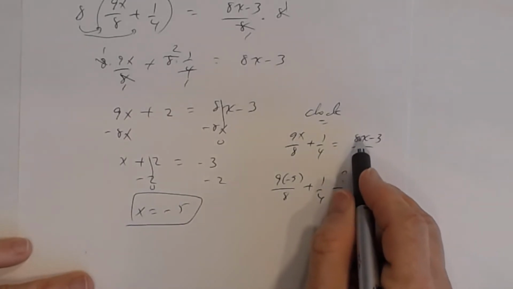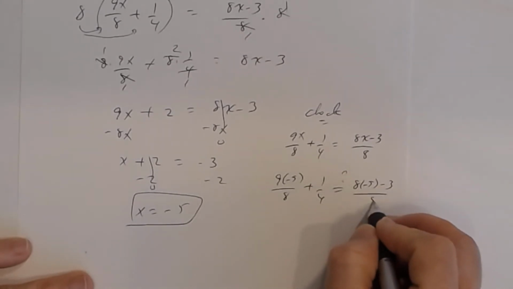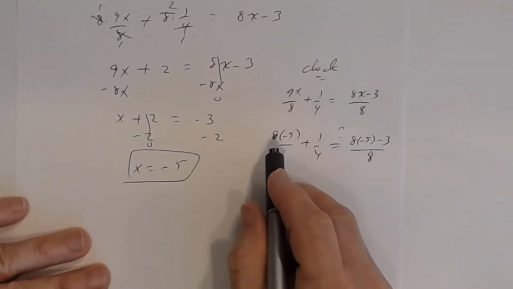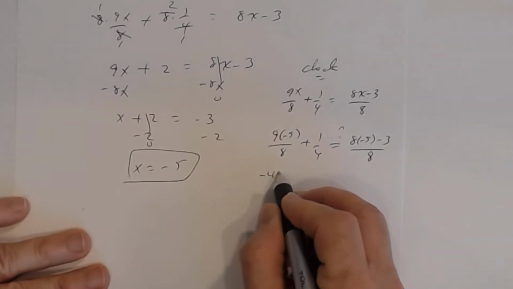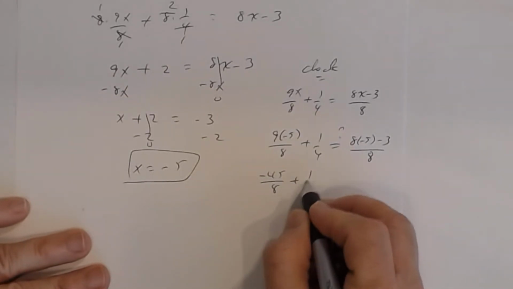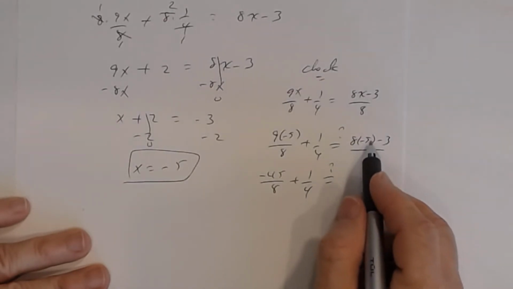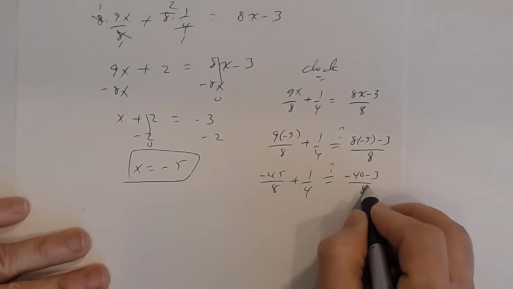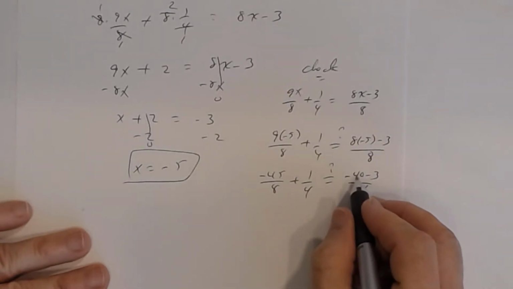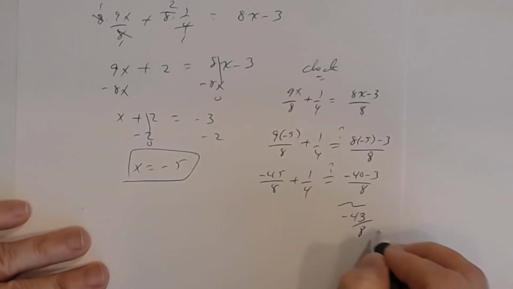So this side I get 8 times negative 5 minus 3 divided by 8. Well, 9 times negative 5 is a negative 45 divided by 8 plus 1/4. And I want to see if that's going to equal 8 times negative 5, which is a negative 40, minus 3 divided by 8. Now you see this right here? That's negative 43, right? So this is negative 43 divided by 8.